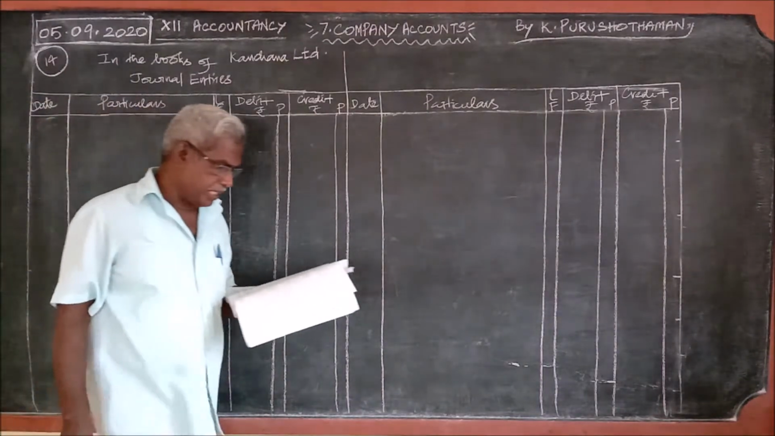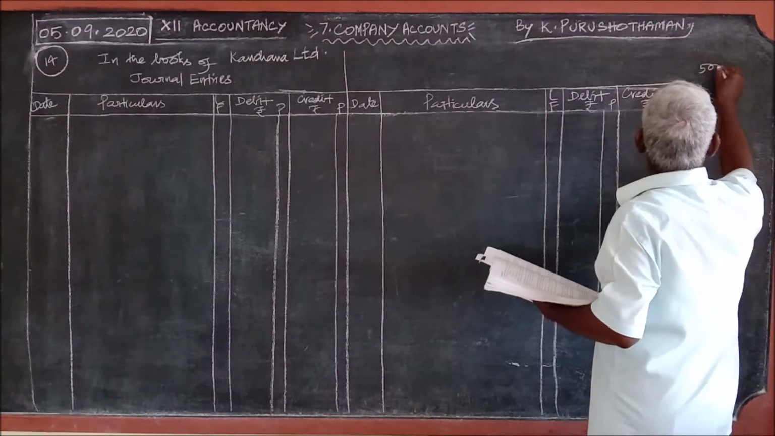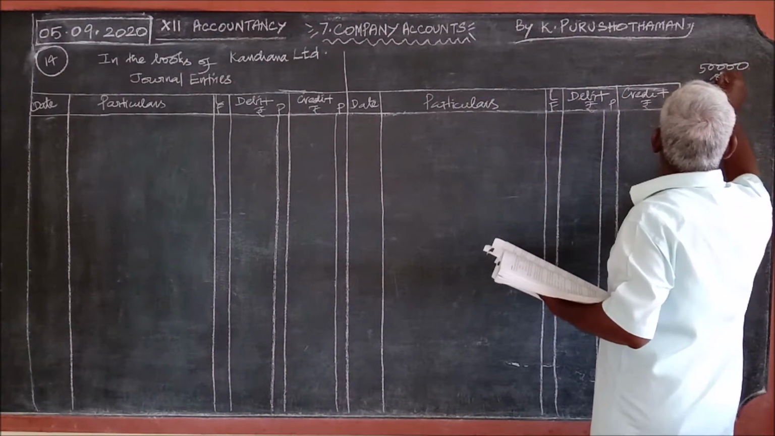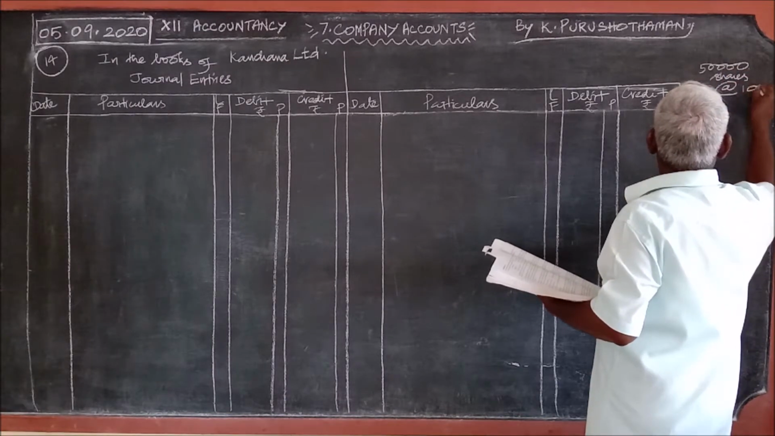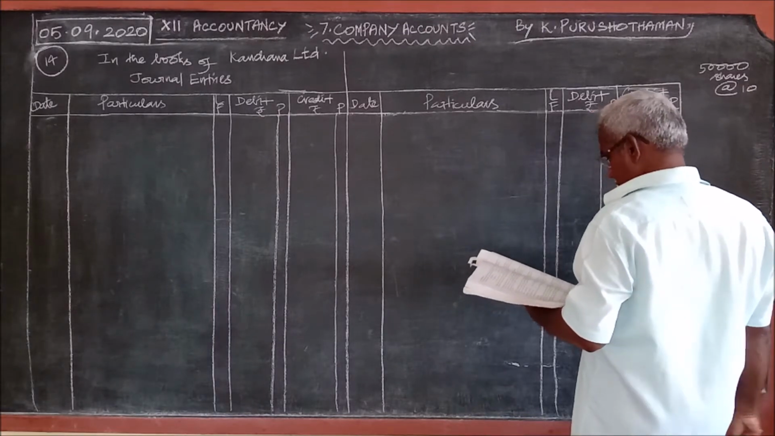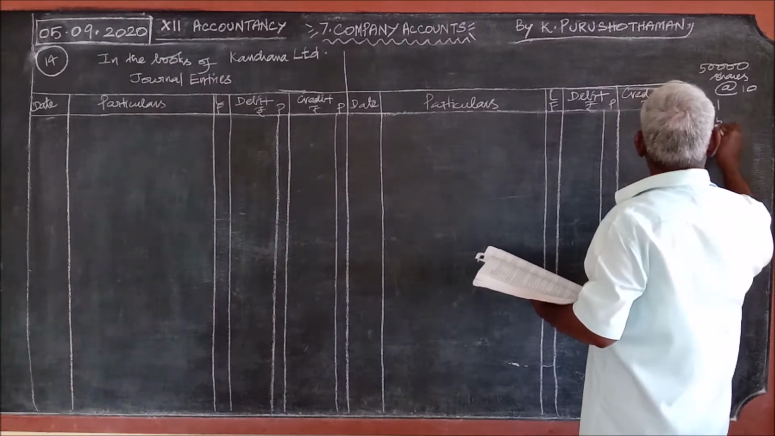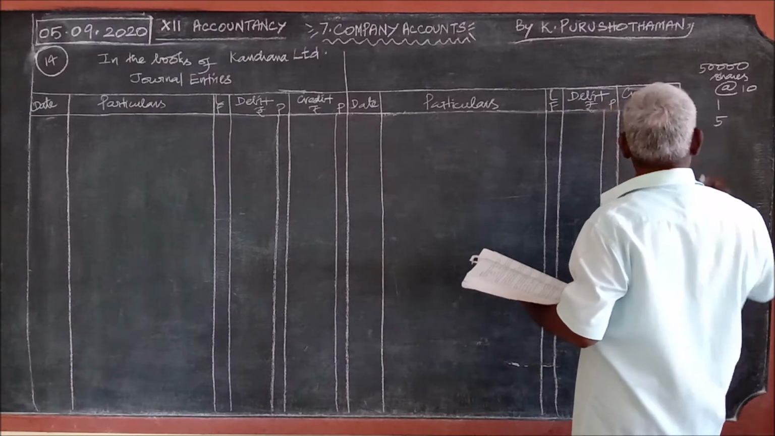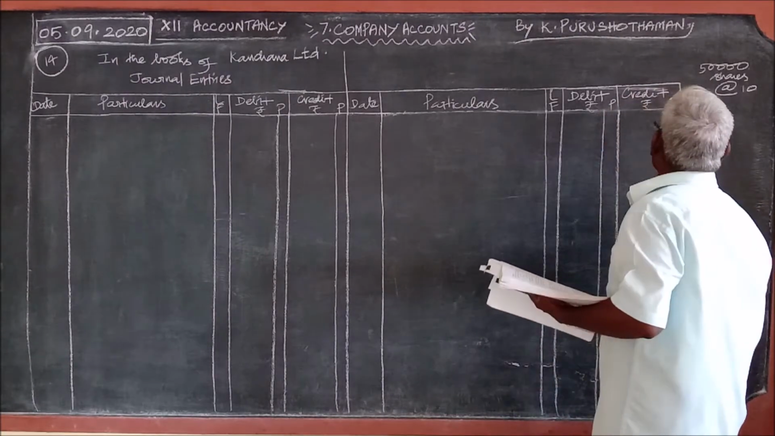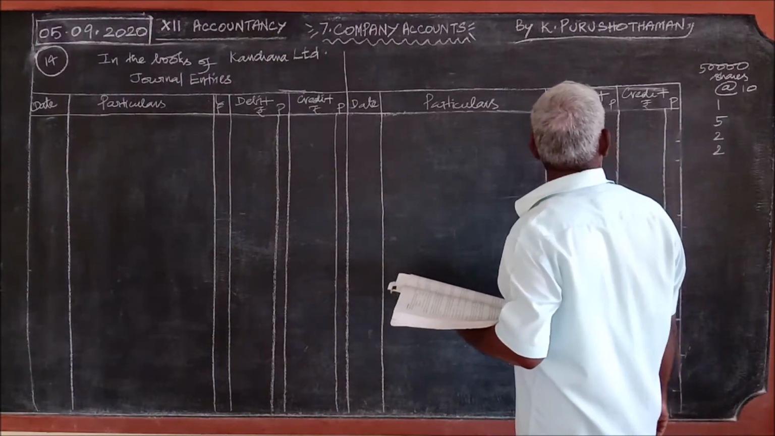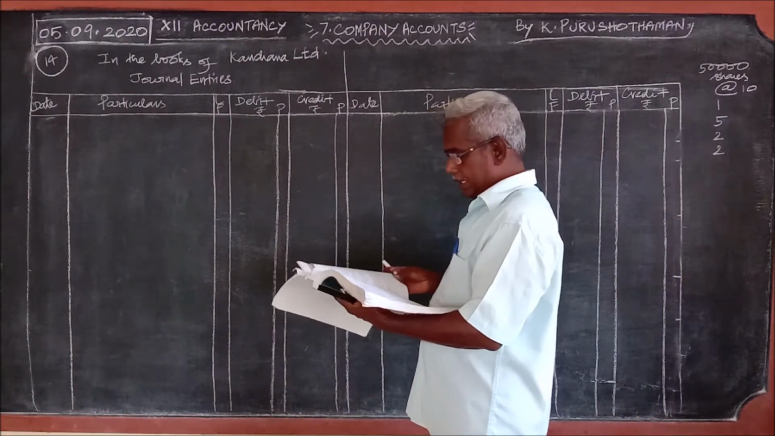50,000 shares of rupees 10 each payable. Number of shares, 50,000 shares, issued at the rate of rupees 10. This is on application 1, on allotment 5, and the first call 2, final call also 2. This is the 4 stages of how the share value should be paid.